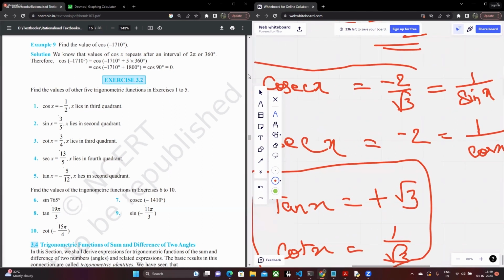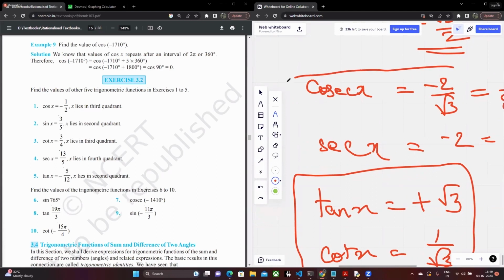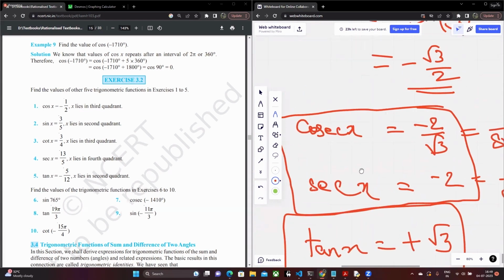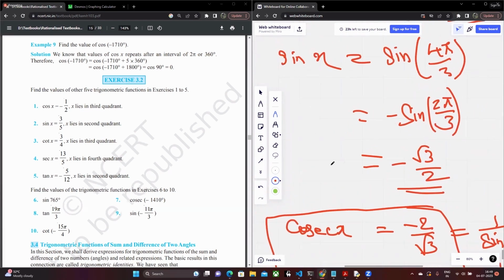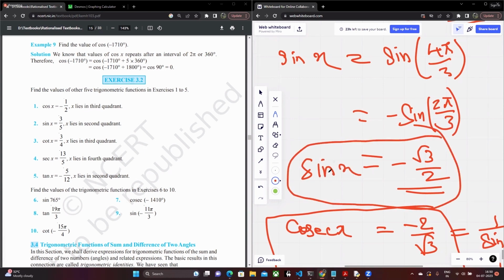You have cosecant and secant being minus 2 by root 3 and minus 2. I have tan being root 3, you have cot x being 1 by root 3, and you have sin x being equal to minus root 3 by 2. That's it.